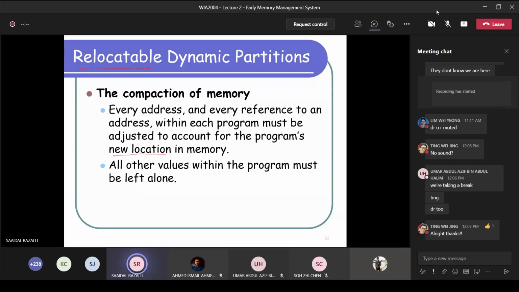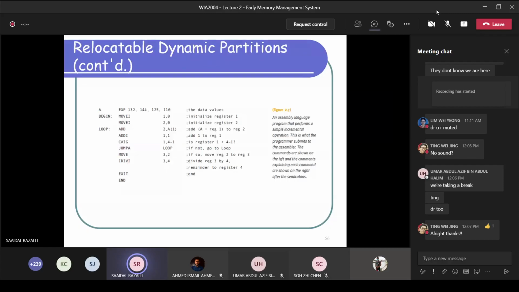Okay, the program must be left alone. All the other values are unchanged, but the address location is changed. This is what we call the assembly language or machine language in microprocessor. This is just some instructions you have. These are the data values 132, 144, 125.